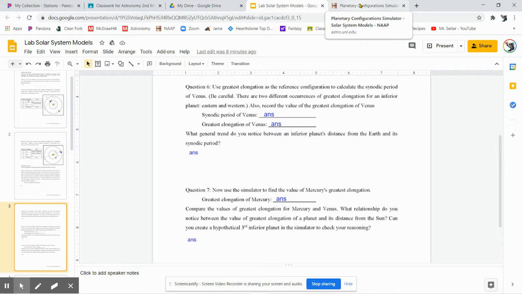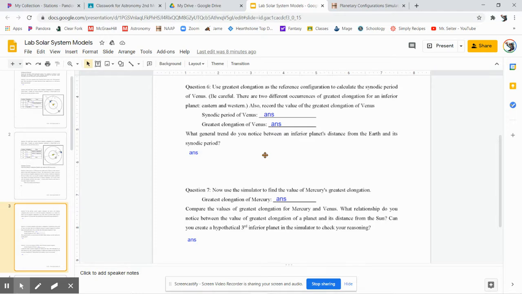So I think you can kind of figure out an answer there. Remember, the closer it is to the sun, the faster its period, the shorter its synodic period. The farther away from the sun it gets, the longer, or vice versa. The closer to the Earth, the longer. Farther away from the Earth, the shorter.